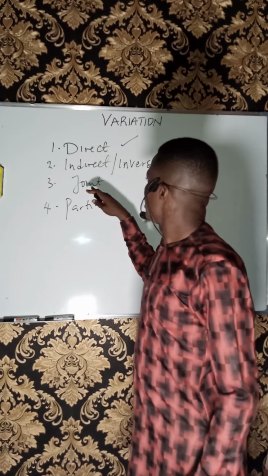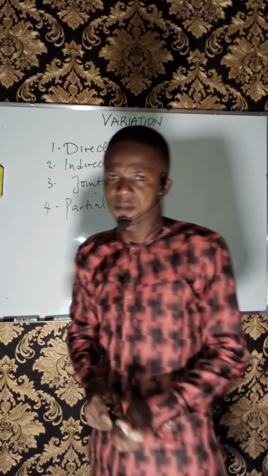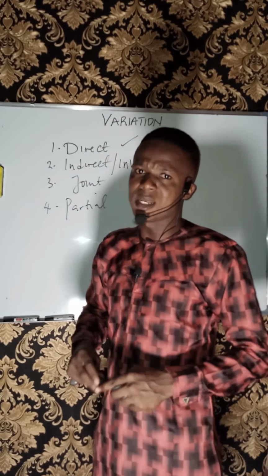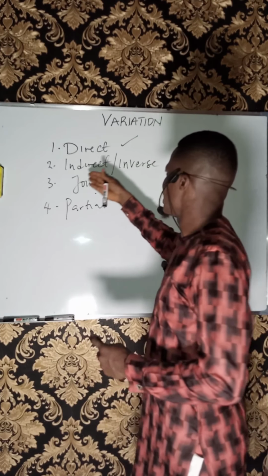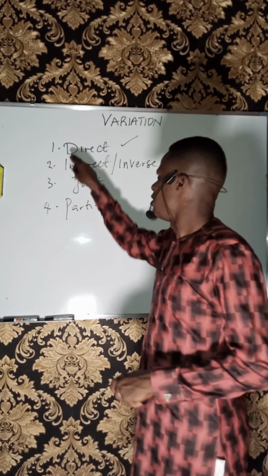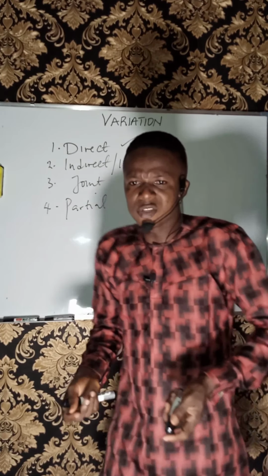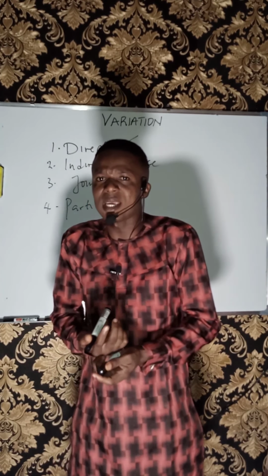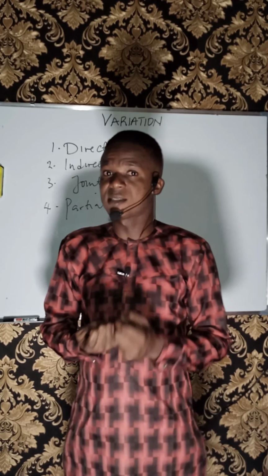Another type of variation we have is the joint variation. Now, to me, honestly, the major kinds of variation we have in mathematics are just the direct and indirect. Others are just subsidiaries of these two. So if you talk about joint variation, it's just a sort of variation that involves either direct, inverse, or a combination of inverse and direct.